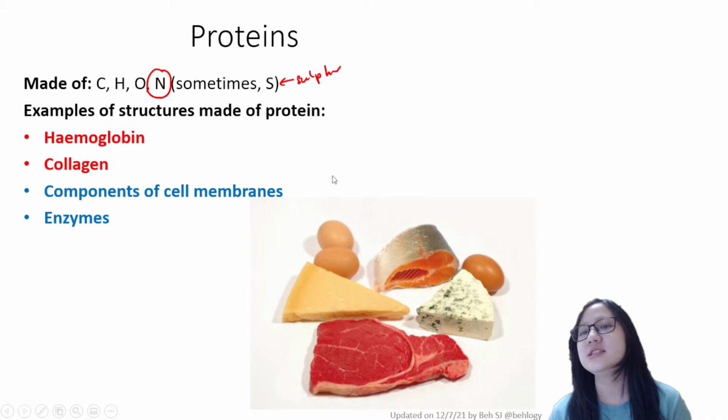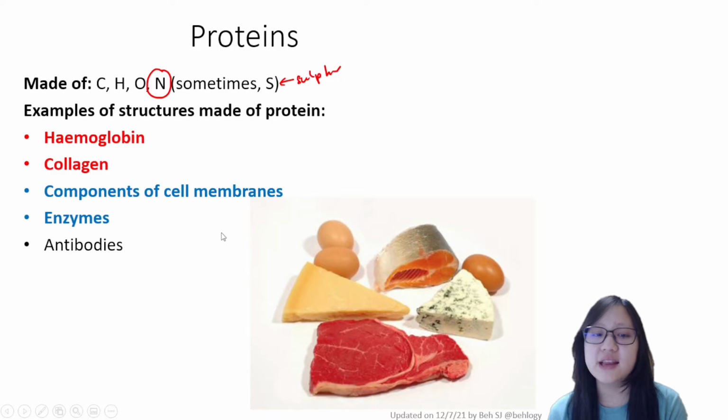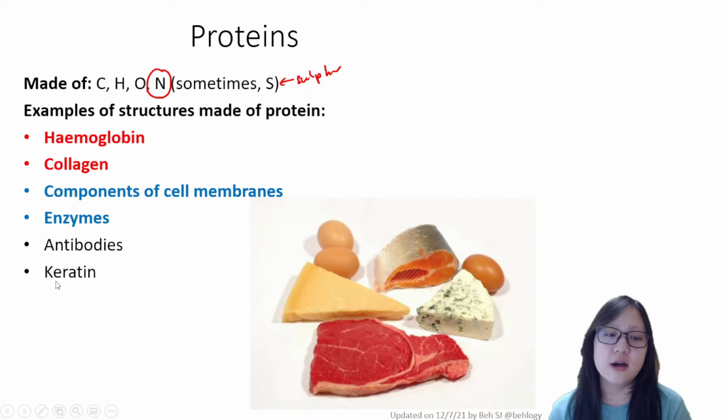Enzymes, all enzymes are protein. Next chapter, we'll learn a lot more about enzymes. Just remember, enzymes are always protein. Antibodies are also always proteins. Antibodies are molecules that your immune system produces to fight off disease, and you can see how important protein is in the process.